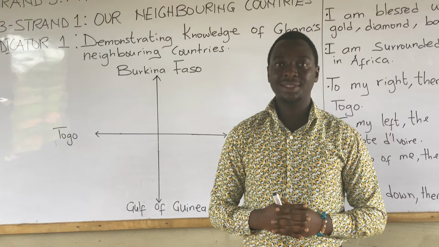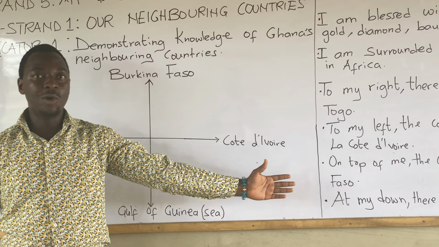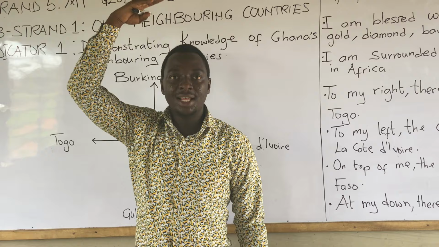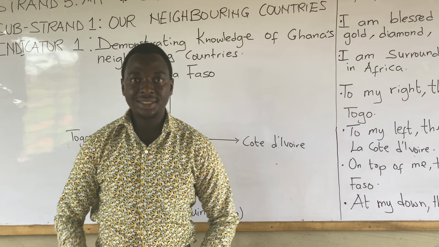That is Togo. And on my immediate left, there is a country called Côte d'Ivoire. That is on my immediate left. And on top of me, that is the northern part of Ghana, there is a country called Burkina Faso. And beneath me, that is down, the southern part of Ghana.